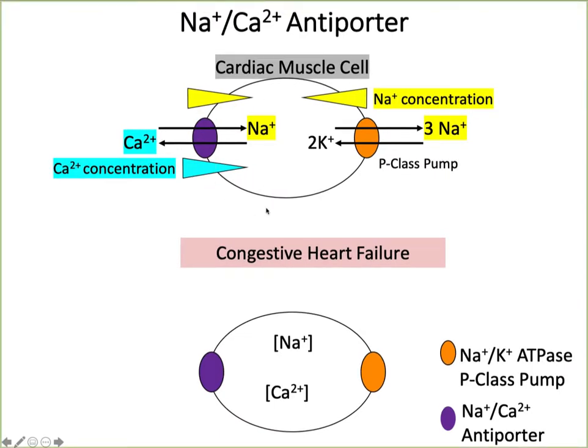Here is an example of an antiporter that is very well characterized and found in cardiac muscle cells. There is a sodium-calcium antiporter, and in this case, sodium is moved from the extracellular space into the cytosol down its concentration gradient, and simultaneously, calcium is pumped out of the cell against the concentration gradient. Let me remind you again of the P-class pump we talked about before, which moves 3 sodium ions out and 2 potassium ions in. This P-class pump is responsible for maintaining this gradient.